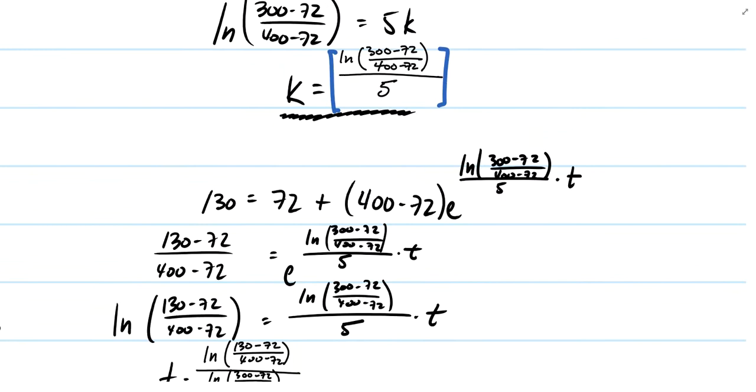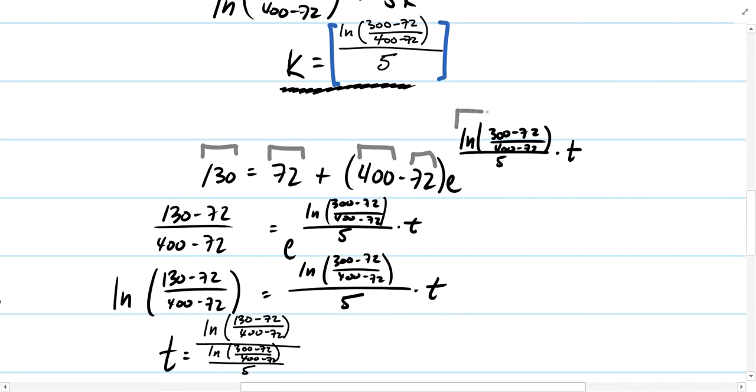Well, now that we know the k value and we know our ending temperature, which is going to be 130 degrees. The ambient temperature was still 72, and the starting temperature is still 400. So all of this data has been given to us already. The difference this time is we now know our k value in the form of this complex fraction, and our goal is to solve for t, to isolate t.